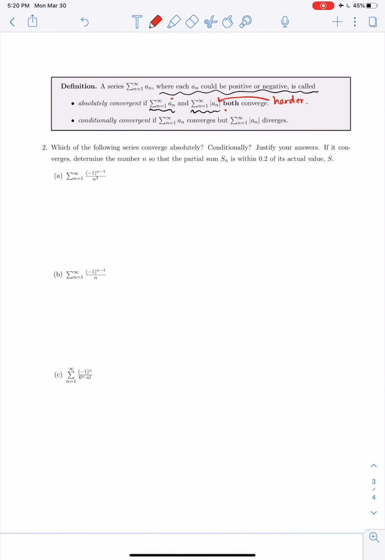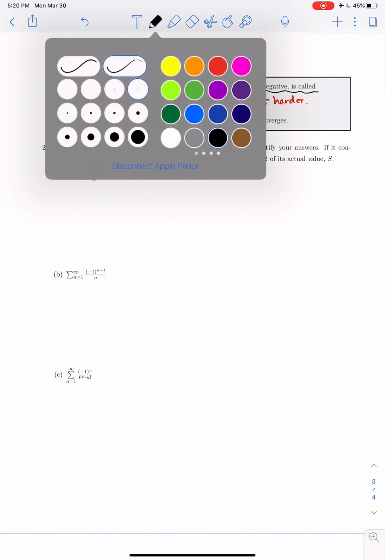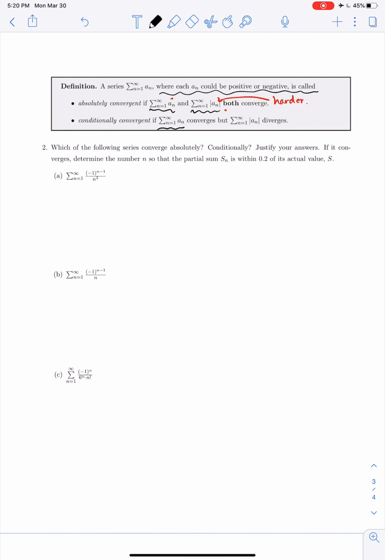Then there's another category where you are conditionally convergent, and that is where your original series does converge, but when you take that magnitude, it doesn't converge, it diverges. Okay, maybe the third category is where your sum diverges. And by the way, if this diverges, the magnitude definitely diverges.